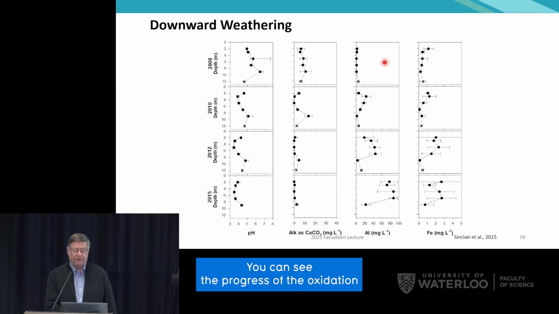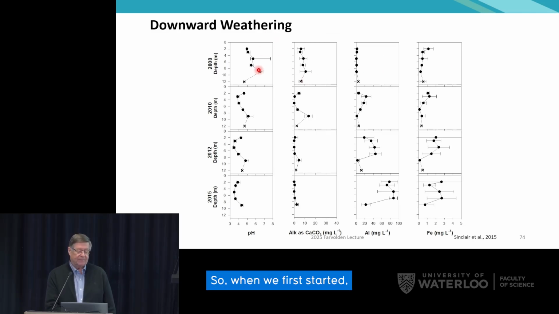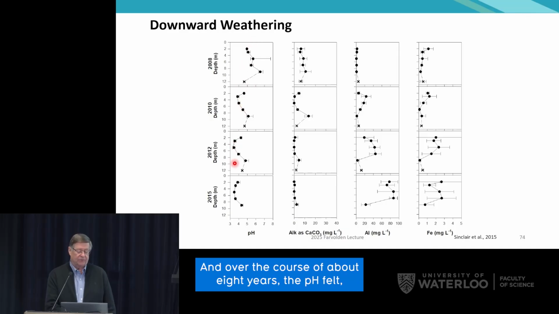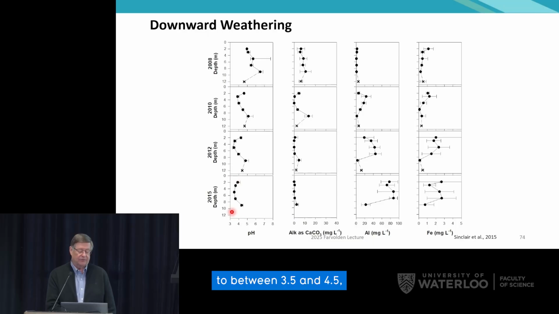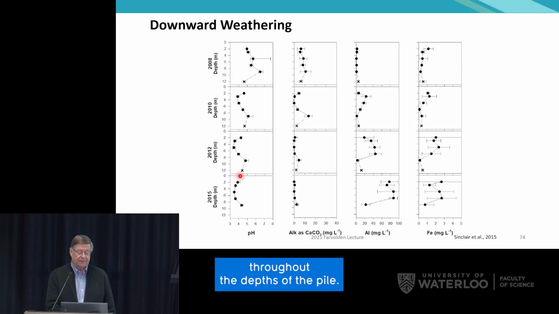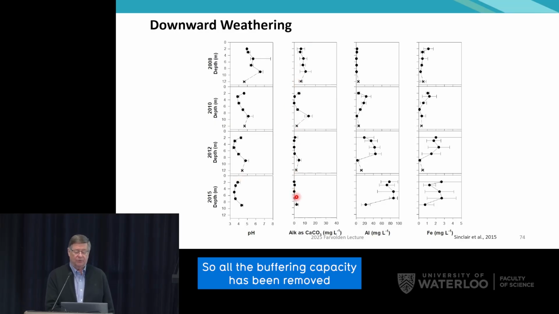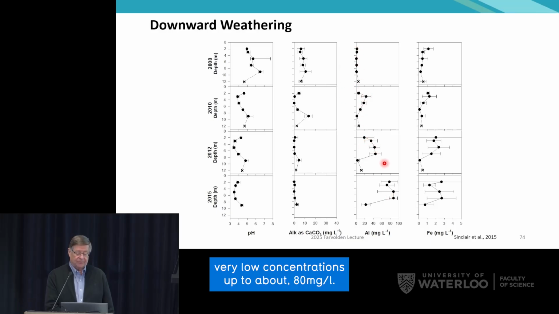You can see the progress of the oxidation of sulfide minerals and weathering. So when we first started, the pH was neutral throughout the pile. And over the course of about 8 years, the pH fell to between 3.5 and 4.5 throughout the depth of the pile. And that was accompanied by the depletion of alkalinity, so all the buffering capacity has been removed, and an increase in the concentration of dissolved aluminum from very low concentrations up to about 80 milligrams per liter.